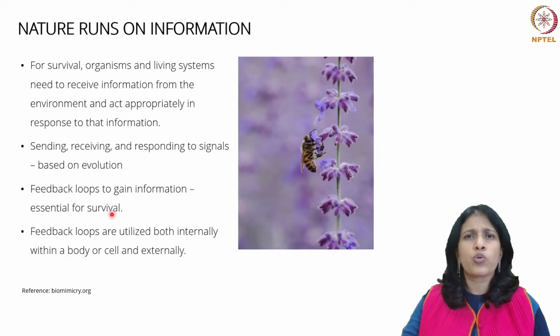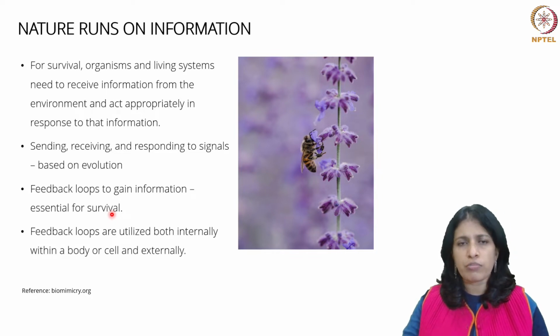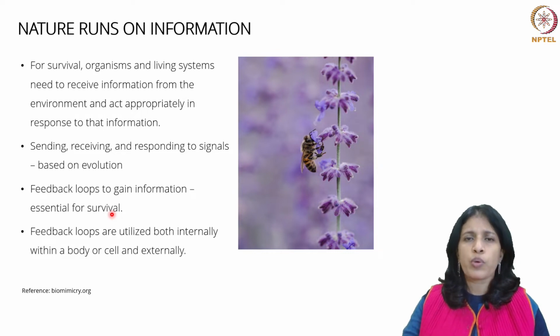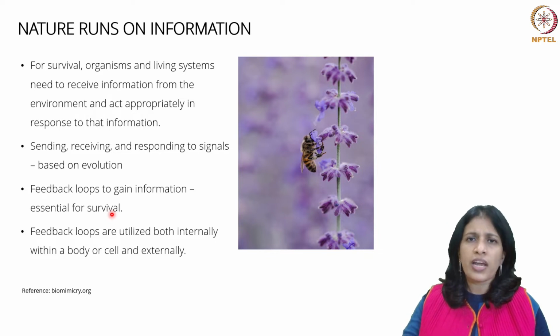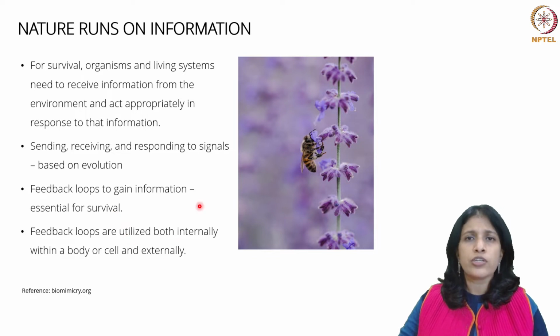Now, these feedback loops could also be positive feedback loops or negative feedback loops. Positive feedback loops are loops where a process is speeded up based on the information received. A negative feedback loop is when the process is delayed based on the information received. So this kind of mechanism exists in all of nature, in all life forms, in all living systems, and is critical to the survival of the living system as a whole. And that's what it means when we say nature runs on information. Information is one kind of critical resource.